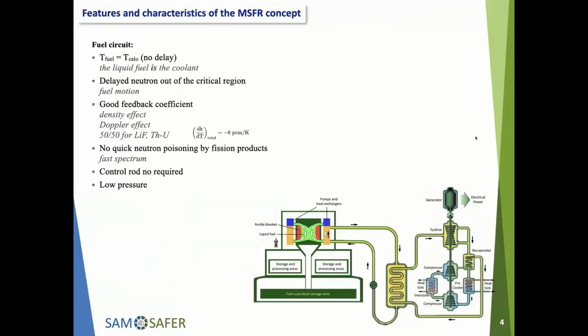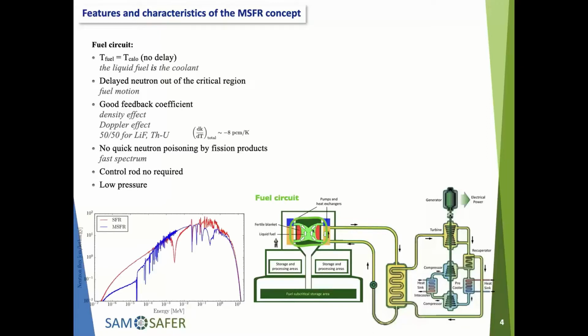The molten salt fast reactor concept that you can see here with all these systems is a reactor using a fuel under a liquid form, and the fuel is also used as coolant. It means that the fuel is circulating between the core and the heat exchangers in what we call the fuel circuit, because primary circuit is not a correct name.